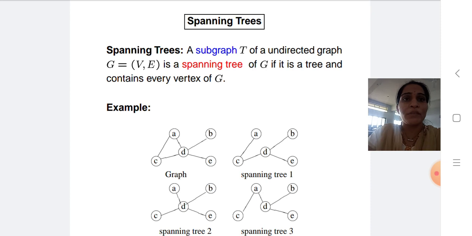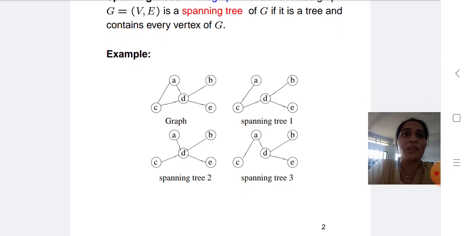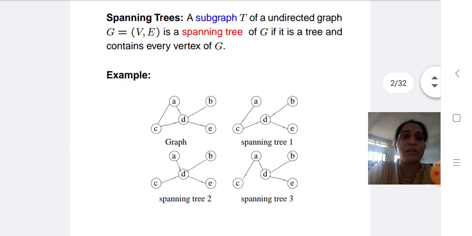Now see, firstly, what's the meaning of spanning tree? A subgraph of an undirected graph G = (V, E) is a spanning tree of G if it is a tree and contains every vertex of G. For example, the graph is given as A, B, C, D, E. This original graph is in the first diagram. Then its spanning trees are shown in three ways.